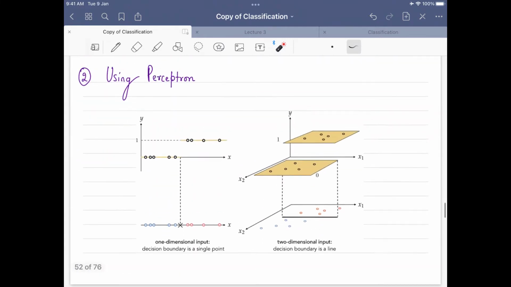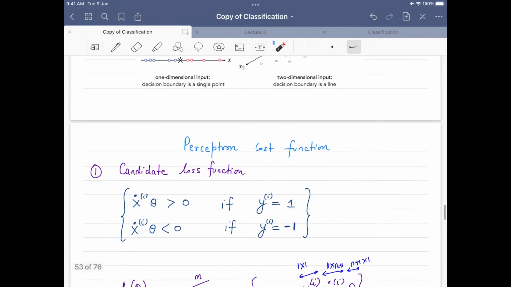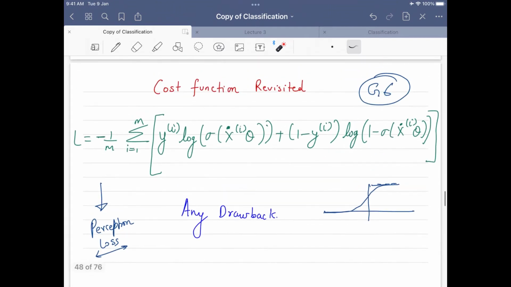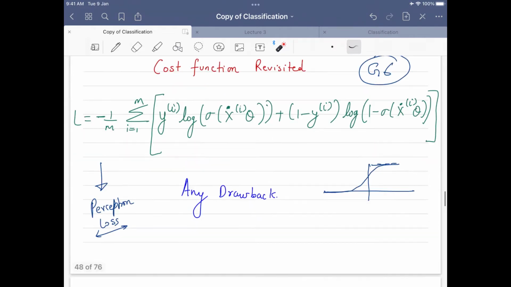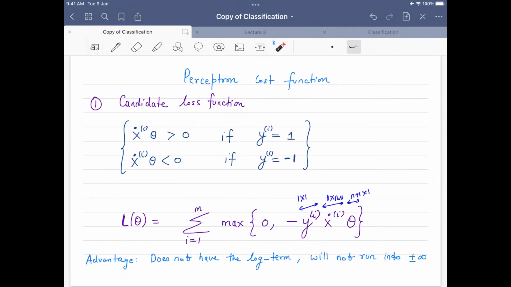Now comes the part which we are calling using perceptron. So perceptron will try to avoid this situation where you have this problem which I was telling you, that if this is going close to 0 or this is going close to 1, this particular loss function will not be valid anymore. So what we do is we come up with a different cost function which we call the perceptron cost function, and the perceptron cost function is defined like this.